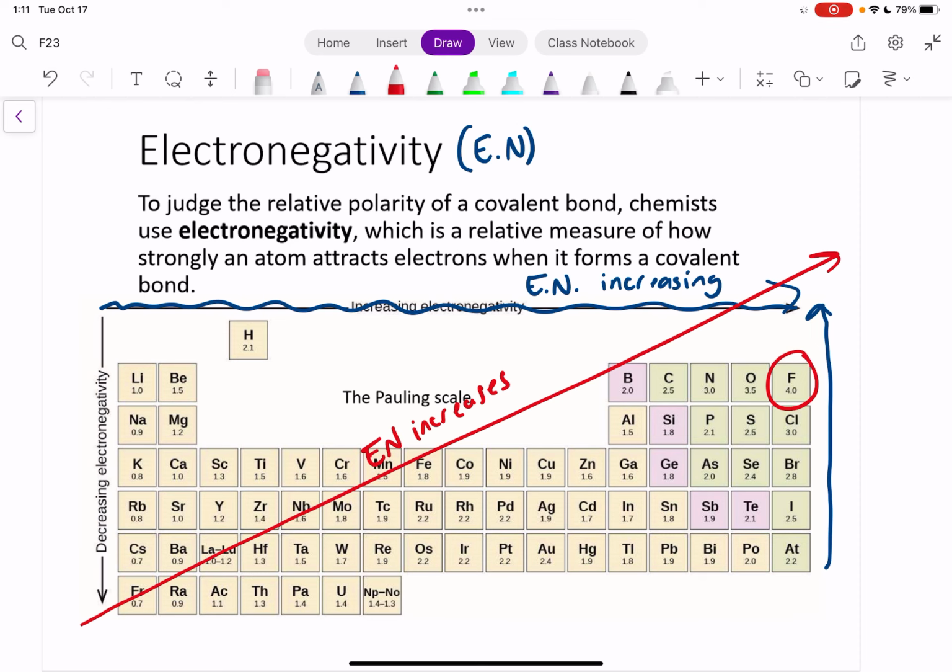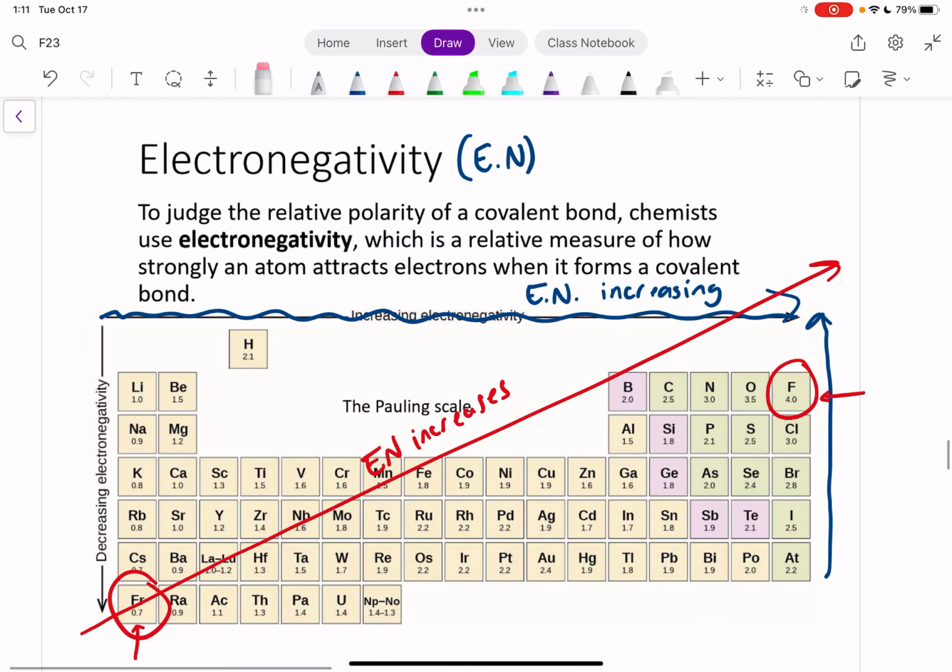So something like fluorine, for instance, you'll notice its electronegativity value is 4.0, versus something like francium down here, which is 0.7. So very different attraction of electrons for fluorine versus francium, right? Fluorine really, really wants electrons, so it's going to pull them closer to itself any time it's bonding with other things in these covalent bonds.